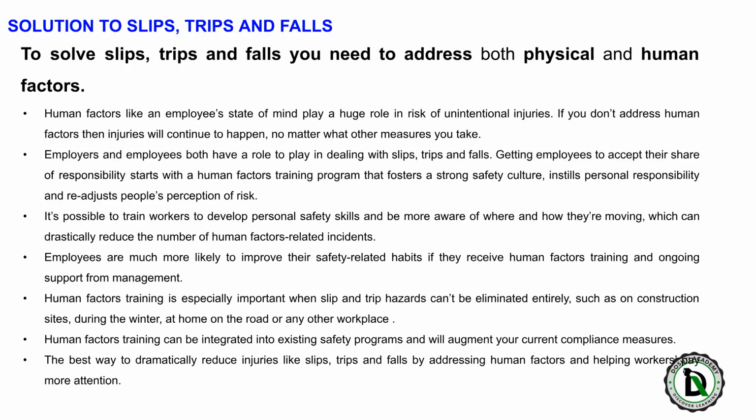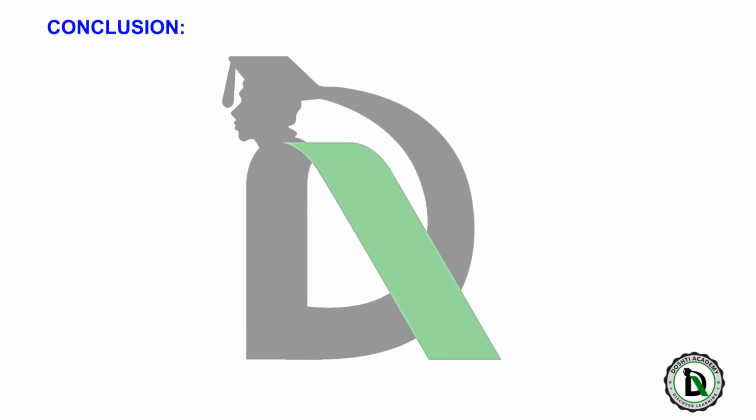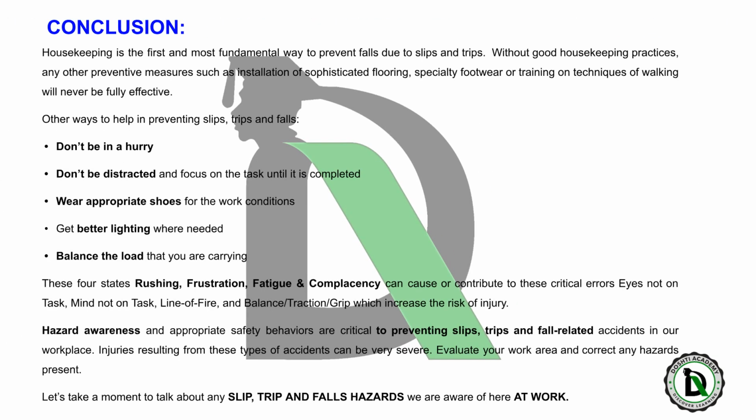Effectively solving slips, trips, and falls requires addressing both physical and human factors. While safety programs often tackle physical hazards and provide rules, human factors like distraction can easily lead to serious injuries. Falls are a leading cause of accidental death, both at work and in public. Human factors training offers transferable safety skills. Human factors include building safety habits. Awareness training can help individuals understand the 4 states and critical errors, improving their ability to manage personal risk.